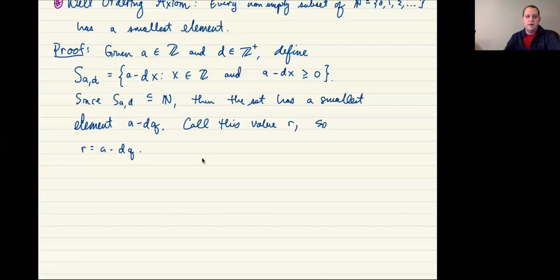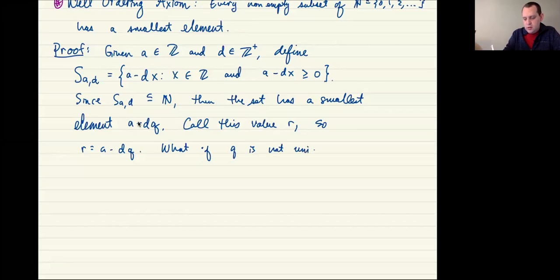So R is A minus DQ. It's the smallest value, and so it's clear that this is unique. It's the smallest element of our set, so that's definitely going to be unique. But what about Q? What would it mean if Q is not unique?